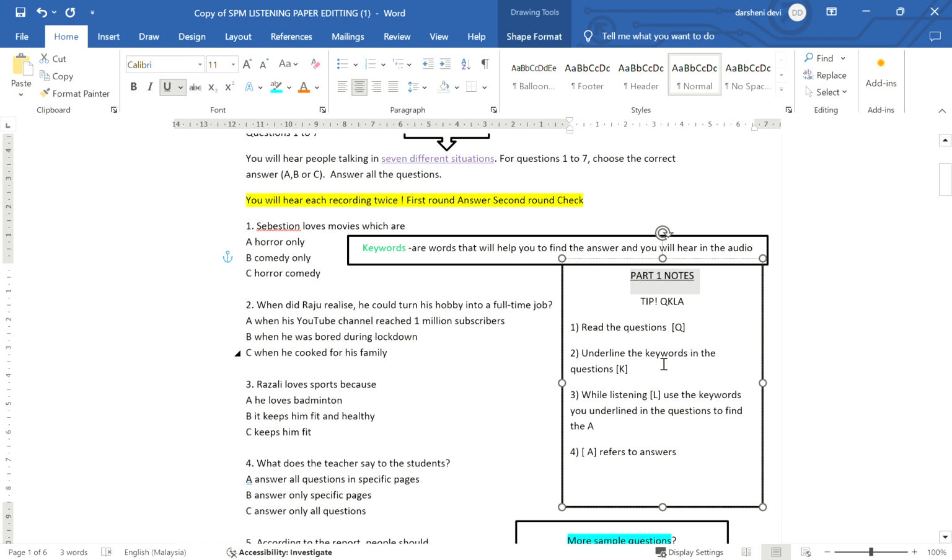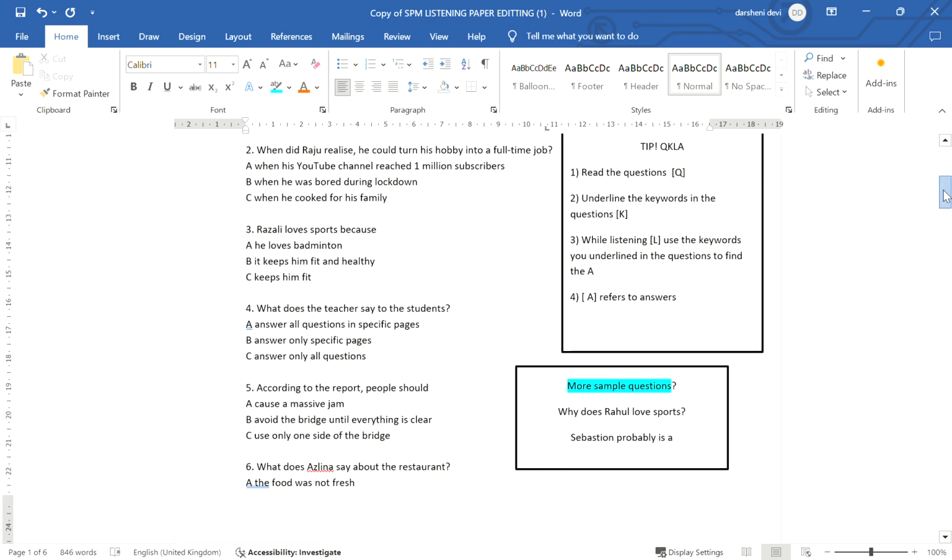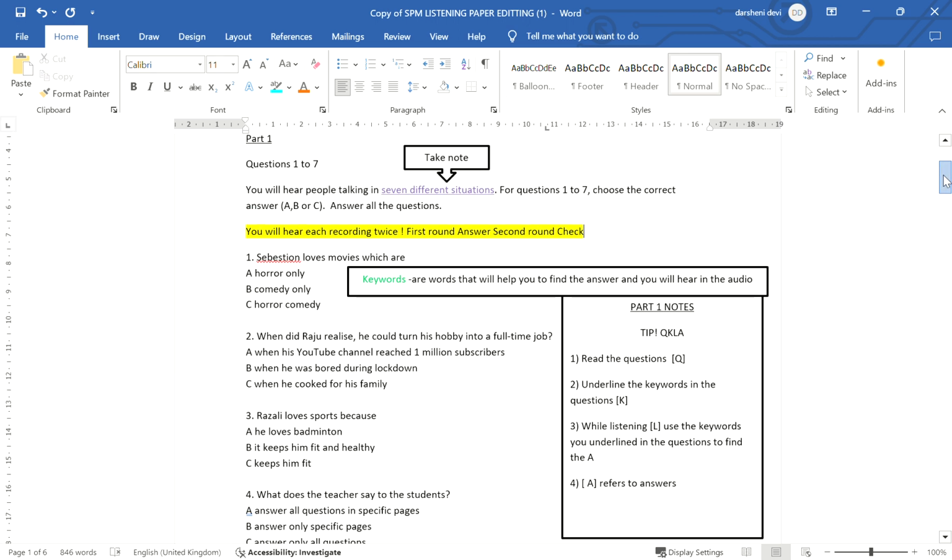What are keywords? Keywords are words that will help you to find the answer, and you will hear these words in the audio. So it will be faster for you to answer this section as well as check it. While listening, you use these keywords that you underlined in the questions to find the A. What is A? A refers to answers. Okay, let's scroll down. Now let's look at the sample questions.